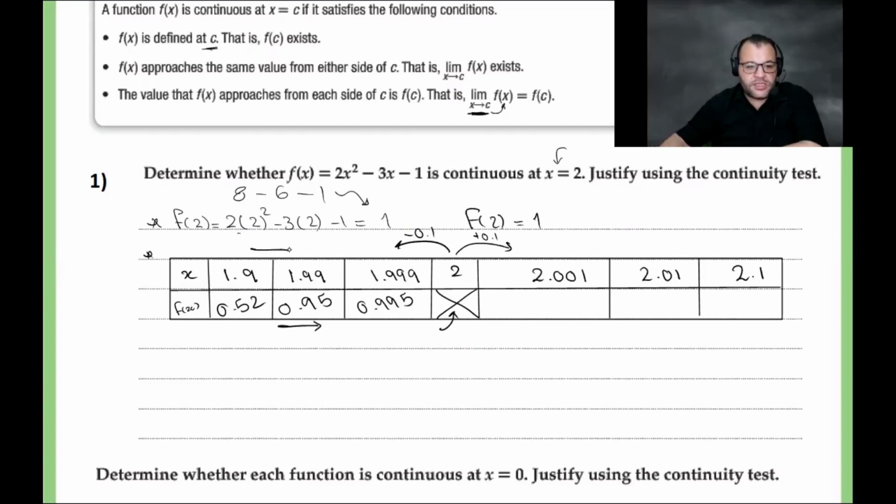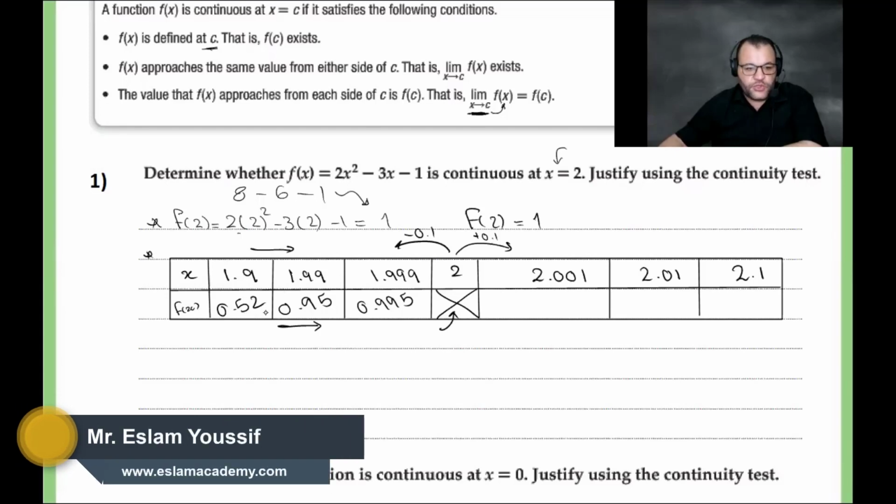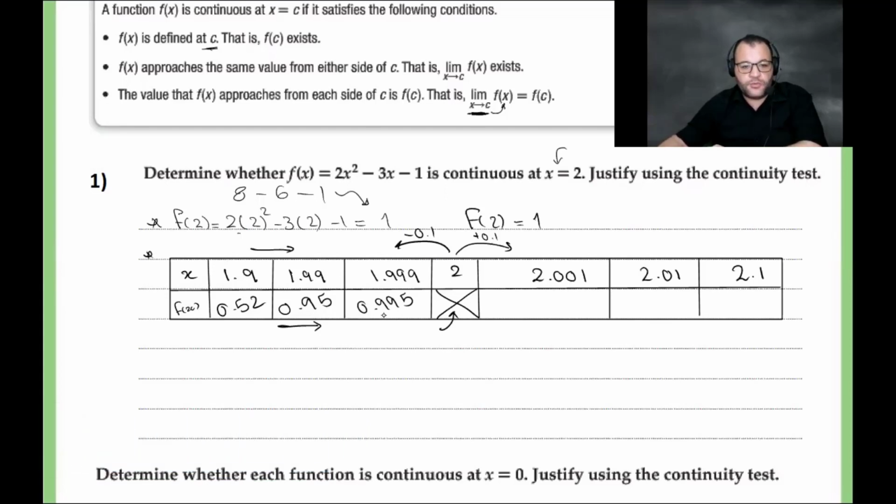Then from the left side, what will you find? When x approaches 2, what do you find for the function? The function is closest to 1. Now we have 0.52, 0.95, 0.995, which is closest to 1 from the left side. It means there is a limit from the left side. Now we need to check from the right side. What if x equals 2.1? What is the value? 1.5. And 1.005. So for 2.01, what will you find?